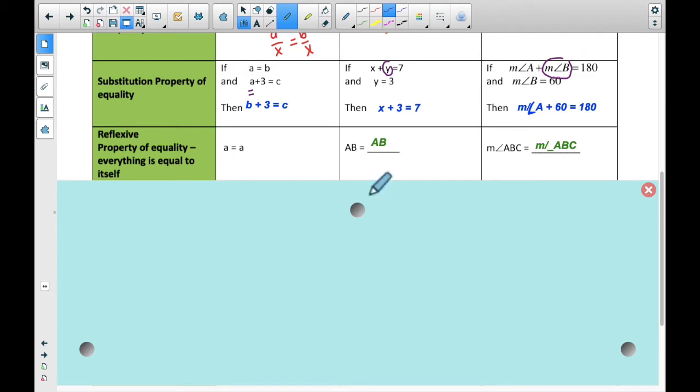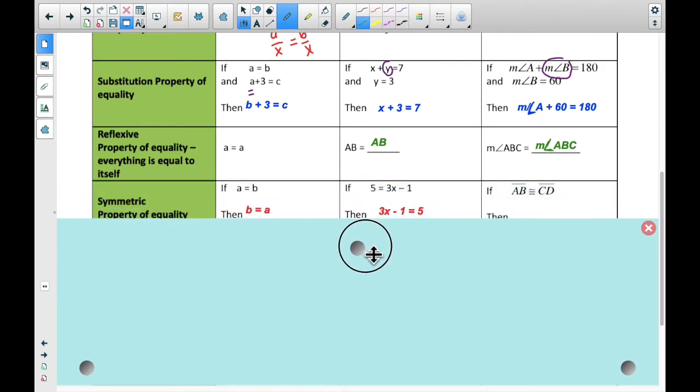Okay, the reflexive property is interesting. It's like a reflection. When you look in the mirror, you see the exact same thing, right? So it's kind of a funny thing, like, why bother? But we will find times in geometry when proving things that this is actually helpful. So we can say that A equals A. Or we can say that segment AB is equal to segment AB. Or we could say that the measure of angle ABC is equal to the measure of angle ABC. It seems ridiculous, but it's actually helpful sometimes.